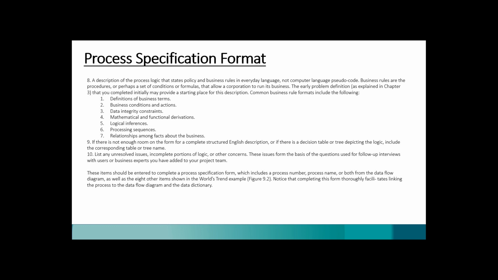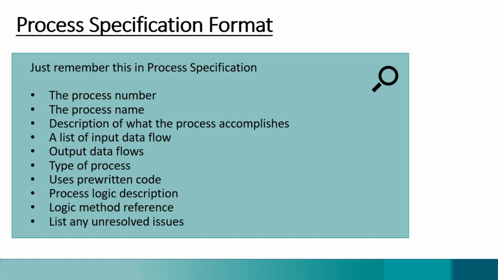to your project team. These items should be entered to complete a process specification form, which includes a process number, process name, or both from the data flow diagram, as well as the 8 other items shown in the World's Trend example, Figure 9.2. Notice that completing this form thoroughly facilitates linking the process to the data flow diagram and the data dictionary. Just remember this in process specification.